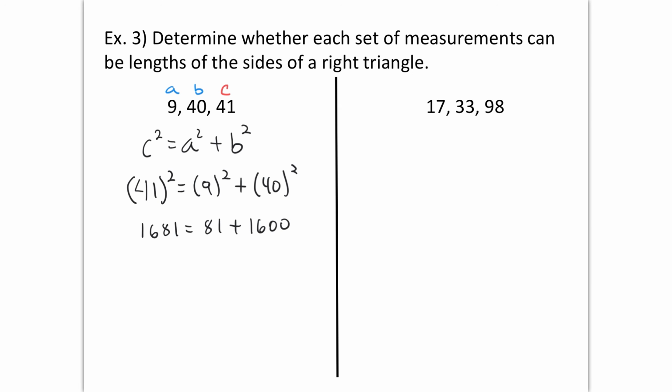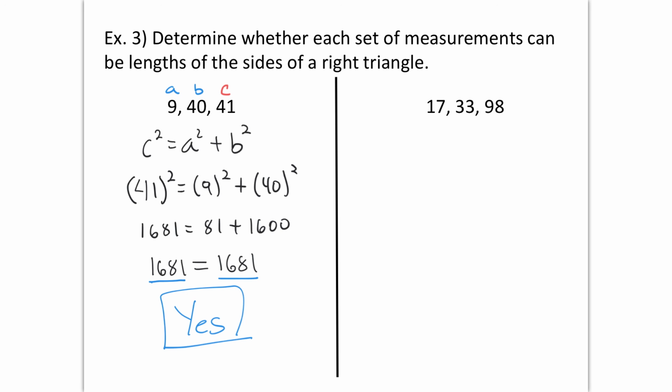Right now, I am not finished, but I just want to show you 41 squared is 1,681. 9 squared is 81, and 40 squared is 1,600. Now you add the right side of the equation, and we get a true statement. These are equal. 1,681 equals 1,681. So do those measurements actually belong to a right triangle? Yes, they do.